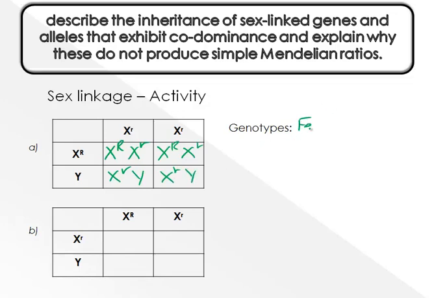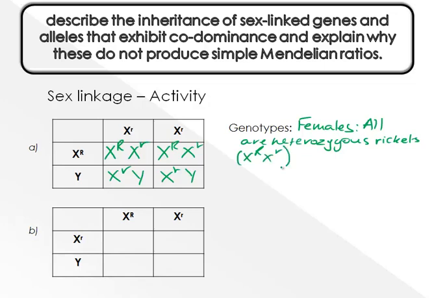So let's look at females, their genotype. We can see that all are heterozygous vitamin D resistant rickets. So we're just going to shorten that to rickets. Now we can shorten that to capital R, little r. Okay, so all of them carry that one dominant gene, so they all have rickets, but they are heterozygous for it.